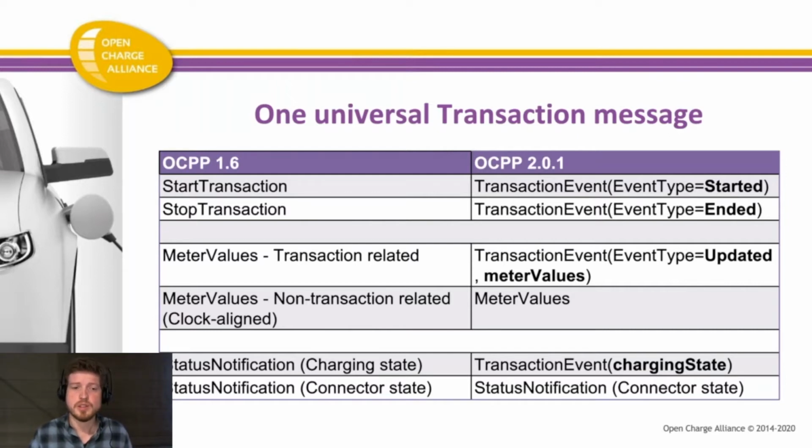The status notification message in 1.6 provided multiple kinds of information. It transmitted both the charging state of the charger and the connector state. So if a connector is available or occupied. In 2.0.1, this has been split. So the charging state will be reported in the transaction event, and the connector state will still be reported by the status notification message.